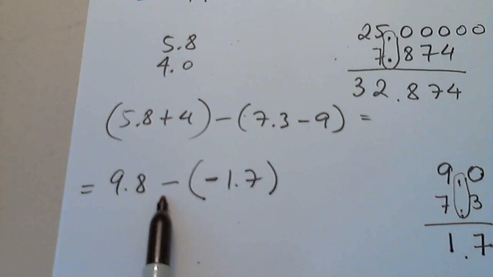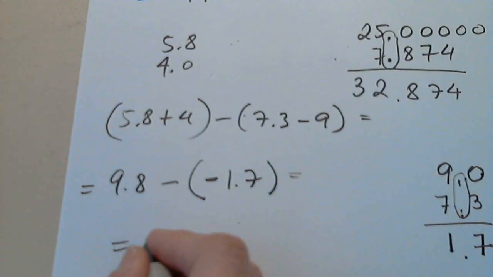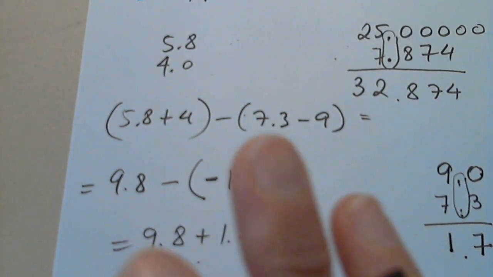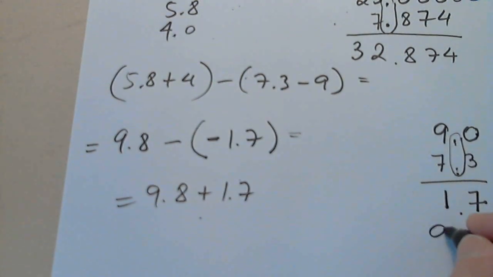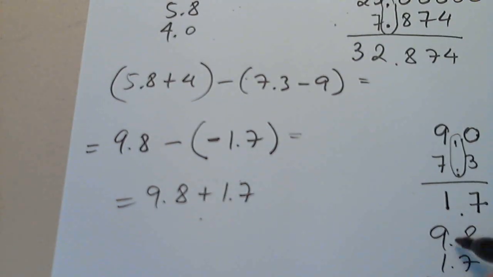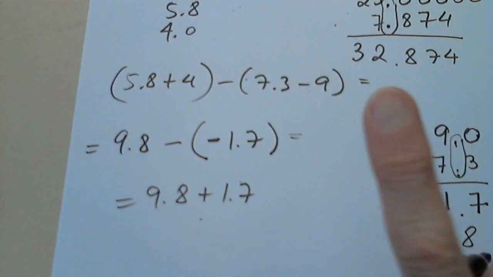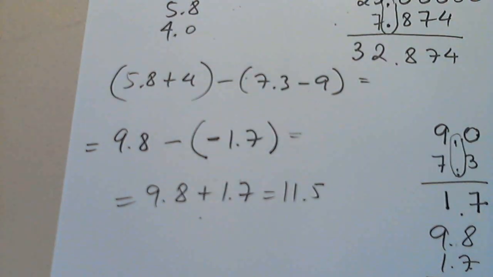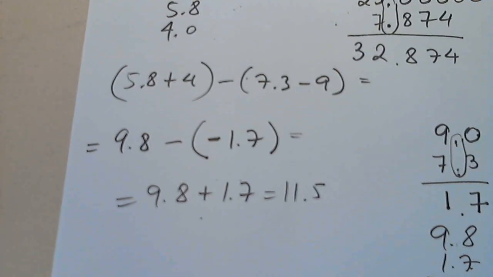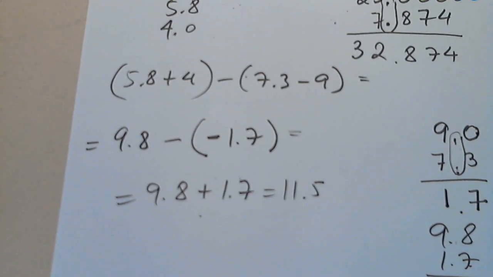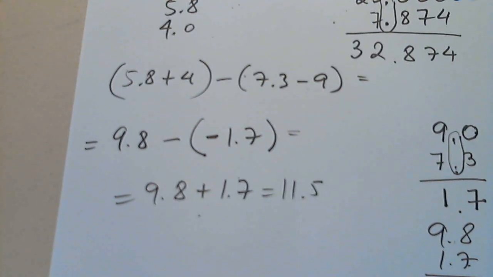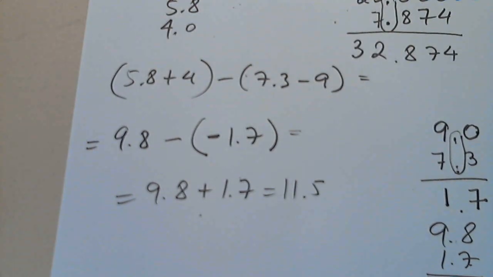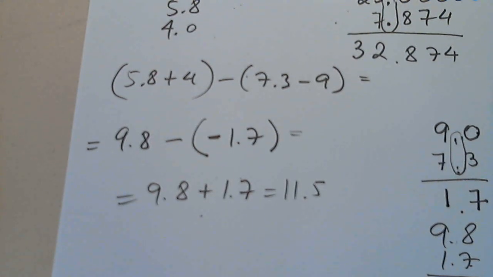At this point, the opposite of a negative number, I have to change this into positive. Now this is nice. I add them, 9.8 and 1.7. Remember that the decimal point has to line up. 8 plus 7 is 15, I carry a 1, so 9 plus 1 plus 1 is 11. Please remember the decimal point has to line up. So the answer is 11.5. Any questions on this? Okay.